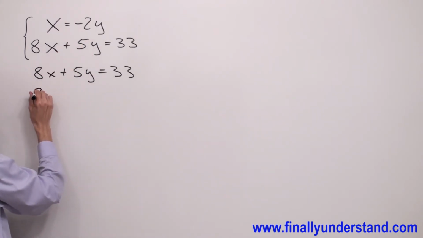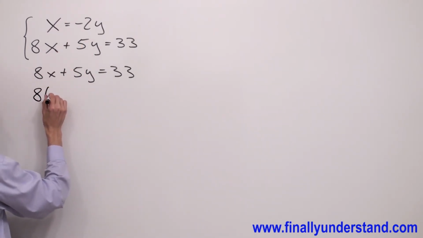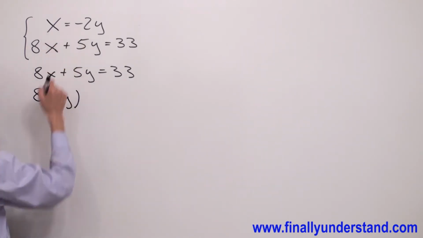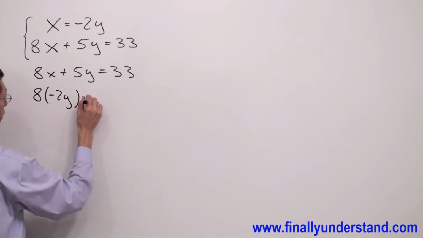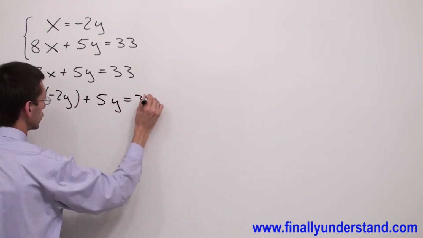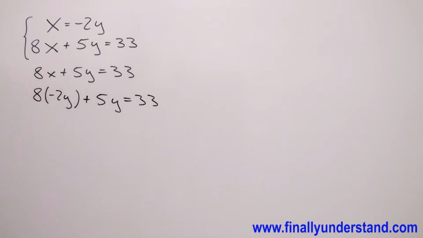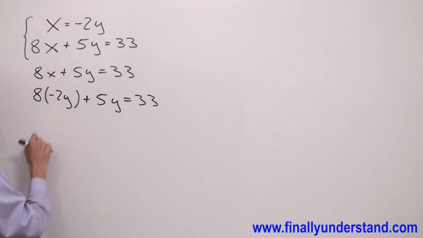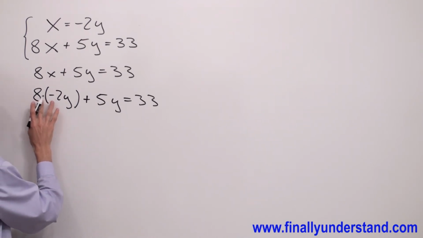So I have 8 times negative 2y, because x is equal to negative 2y, plus 5y equals 33. Please notice that we eliminate x. So we have just one unknown, which is y. We have to solve this equation for y. So what we're supposed to do is perform the multiplication first.